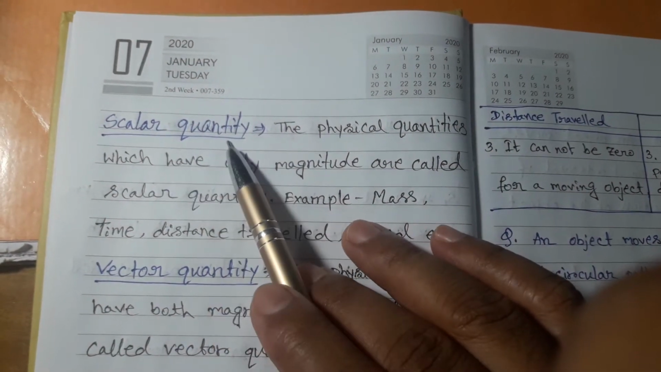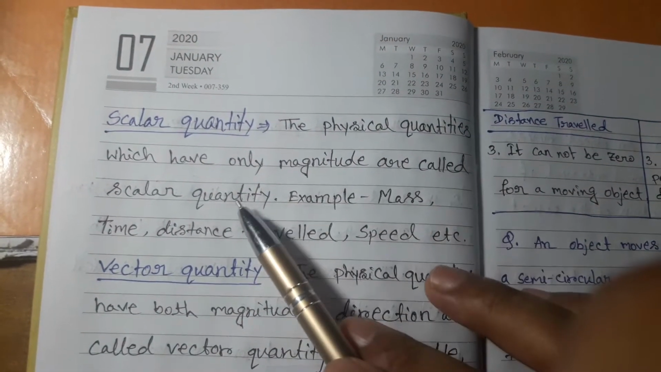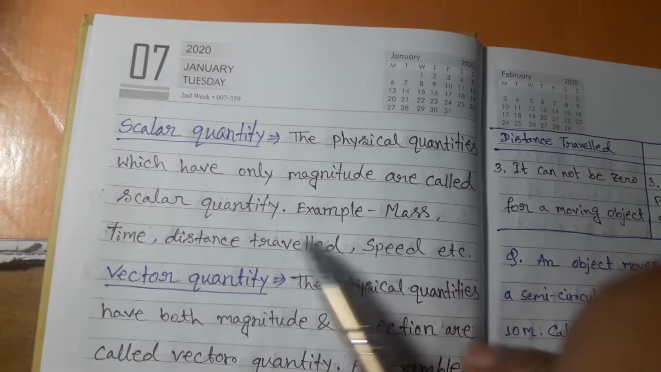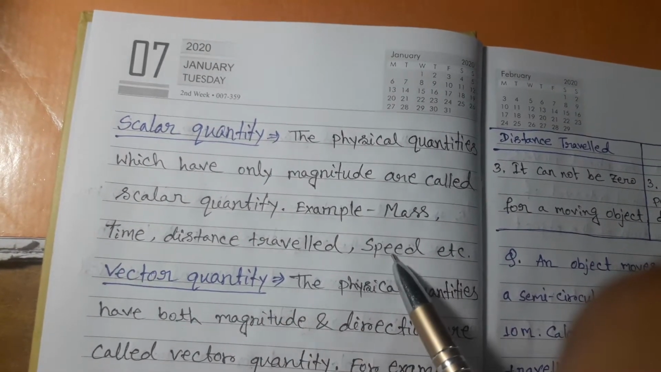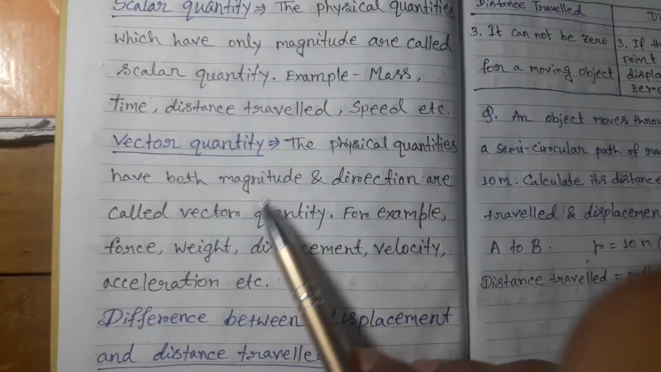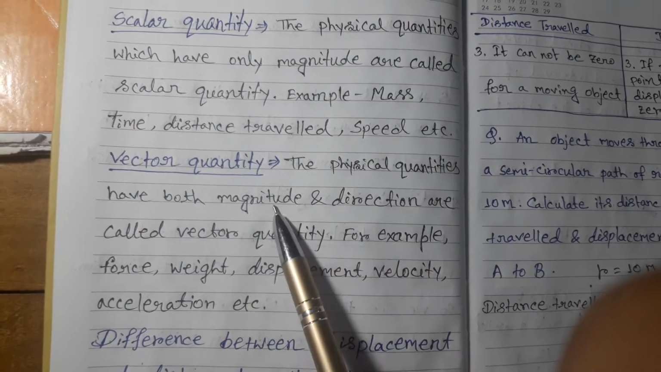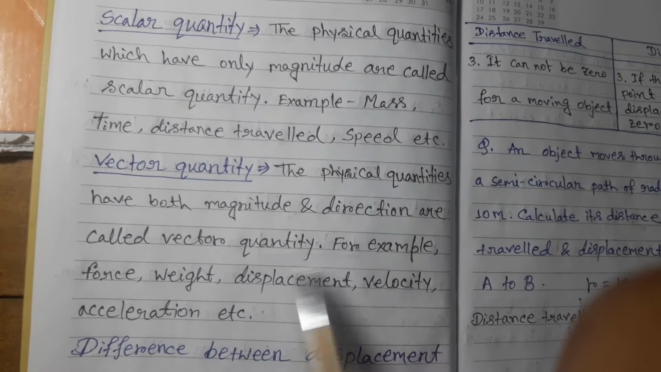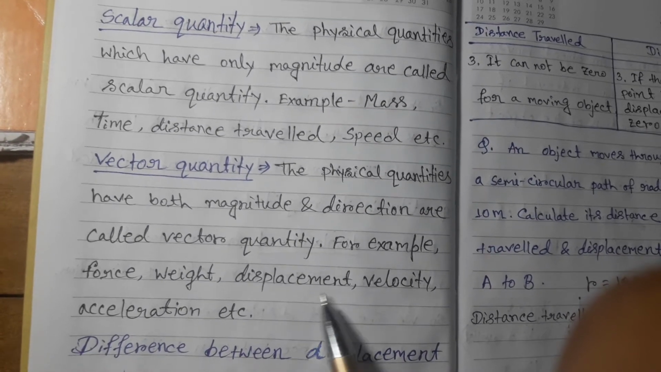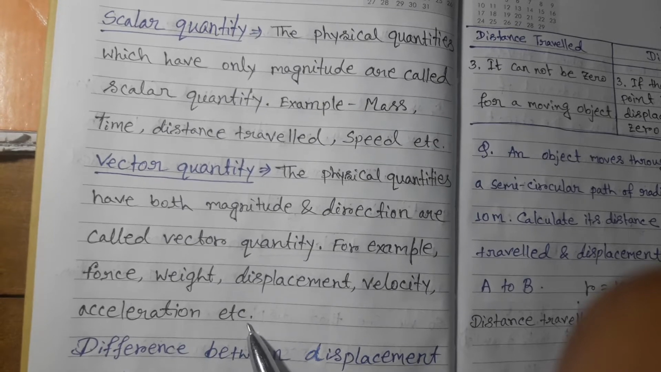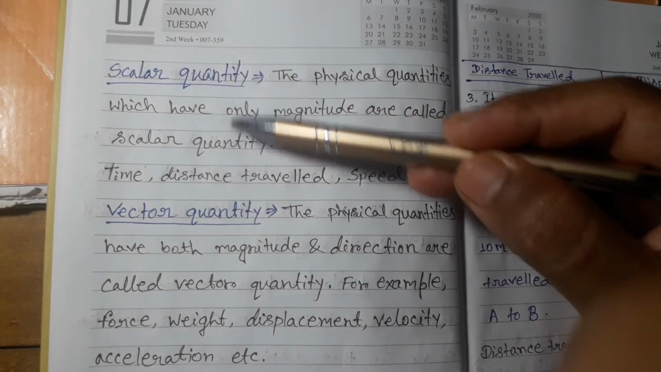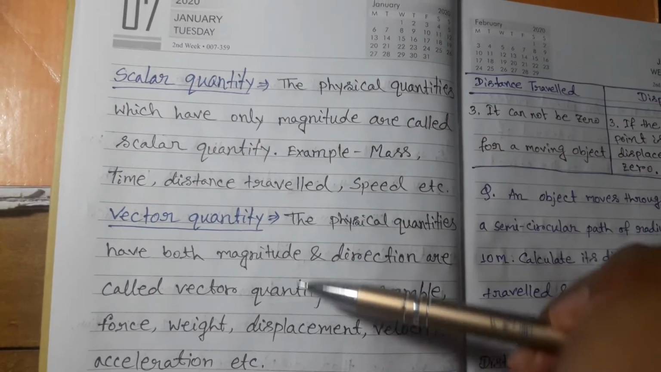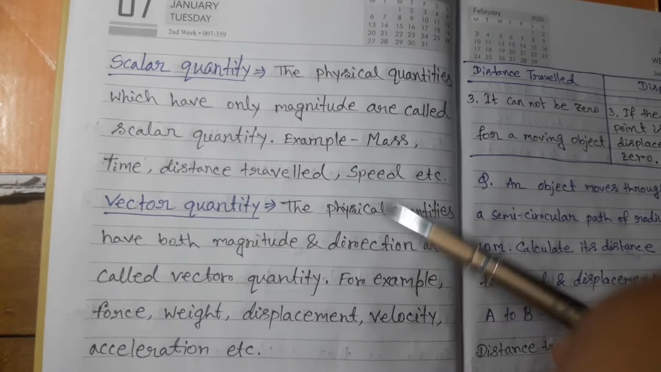Next topic, scalar quantity. The physical quantities which have only magnitude are called scalar quantities. For example, mass, time, distance traveled, speed, etc. Vector quantity. The physical quantities which have both magnitude and direction are called vector quantities. For example, force, weight, displacement, velocity, acceleration, etc. So the main difference between scalar and vector quantity is that a scalar quantity only has magnitude but a vector quantity has both magnitude and direction.